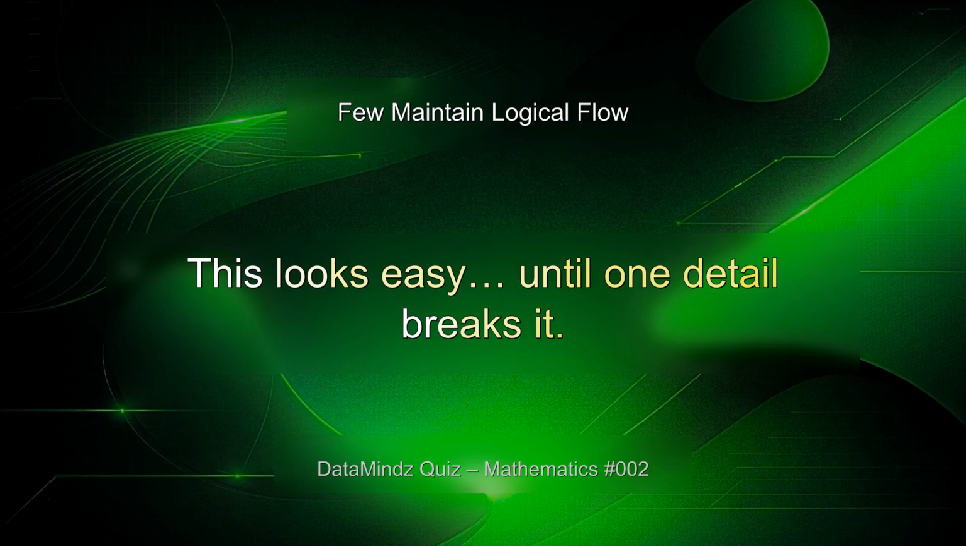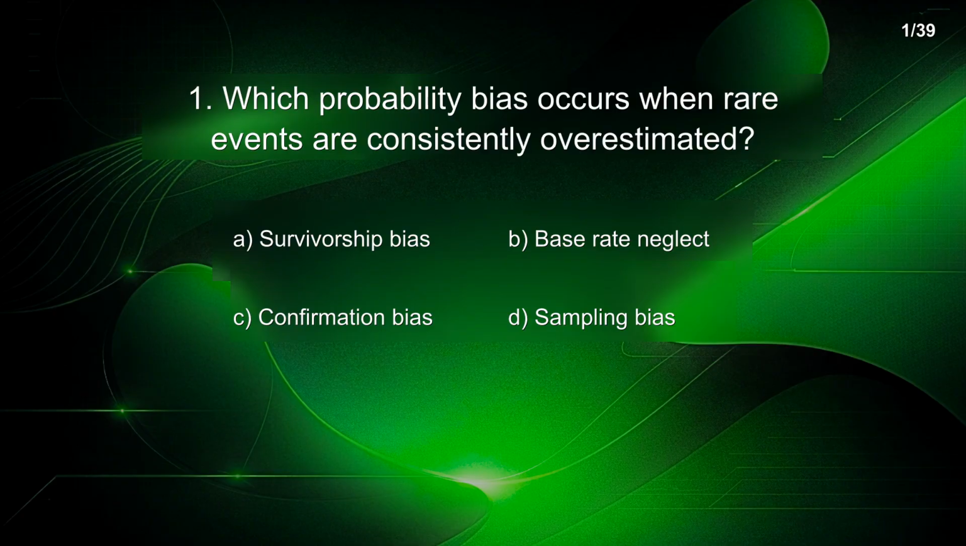Few maintain logical flow. This looks easy, until one detail breaks it. First question. Which probability bias occurs when rare events are consistently overestimated? A. Survivorship bias. B. Base rate neglect. C. Confirmation bias. D. Sampling bias. Correct answer is B. Base rate neglect.